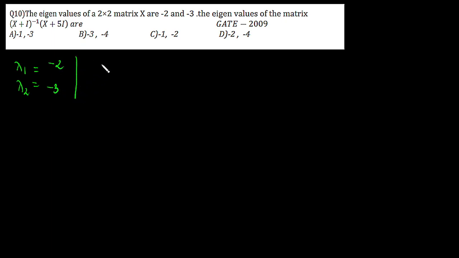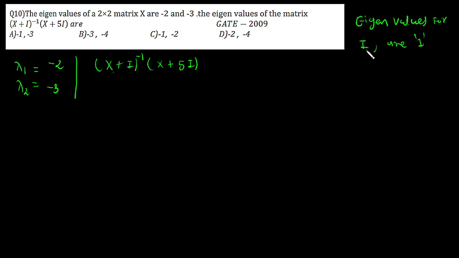So now they are asking about the eigenvalue of this matrix. So let's write it here also: (X plus identity matrix) whole inverse multiplied with (X plus 5 times identity matrix). So now we know the eigenvalues of this matrix X, and we also know the eigenvalues for the identity matrix. So again let's write it here. Eigenvalues for the identity matrix are 1. All the eigenvalues of an identity matrix of any order, let's call it n cross n, are 1.